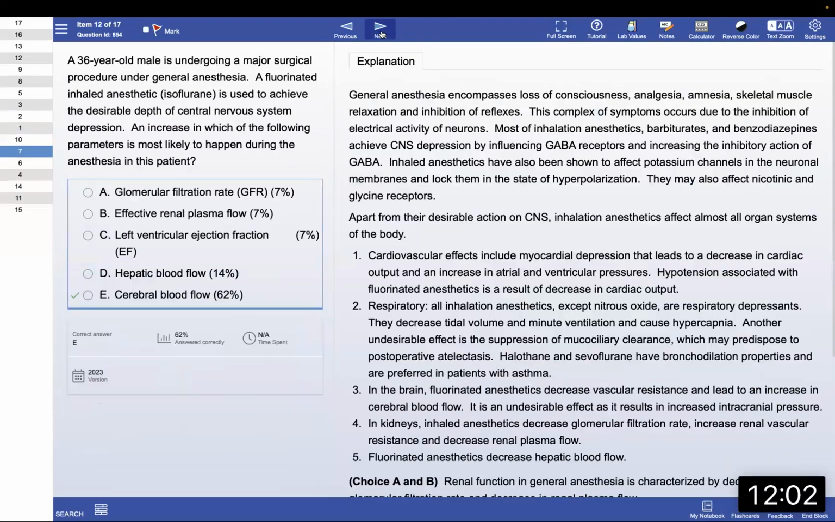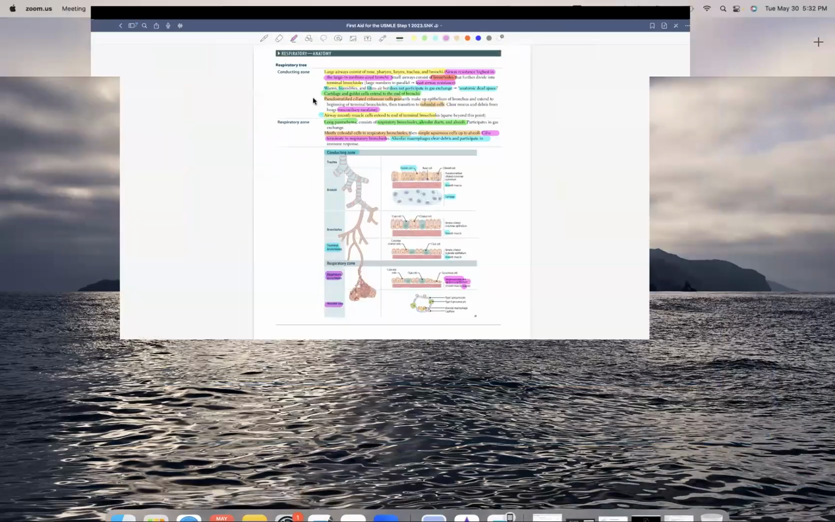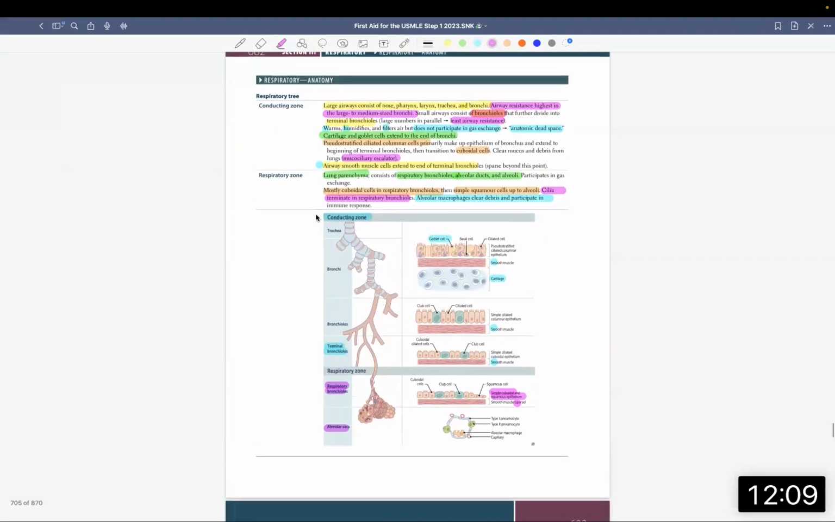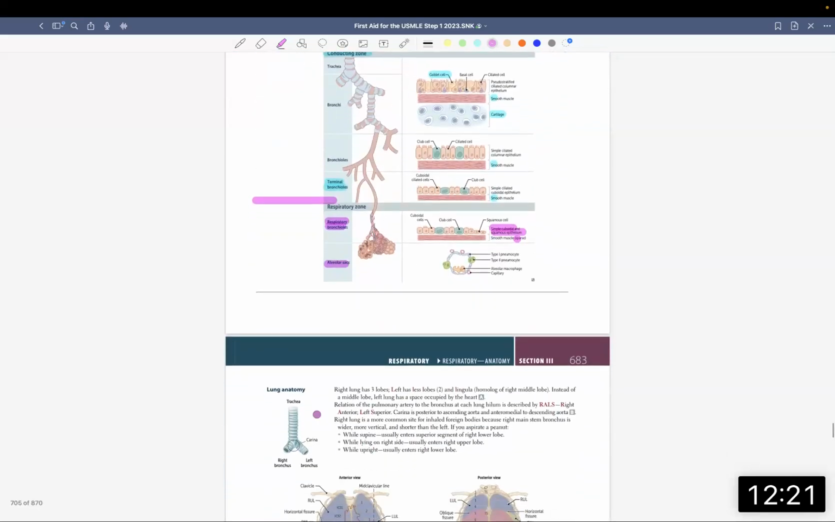Okay, so that was our question. Main thing to remember, up to the terminal bronchioles, who's responsible? Ciliated cells. After this, alveolar macrophages. Okay, thank you so much.